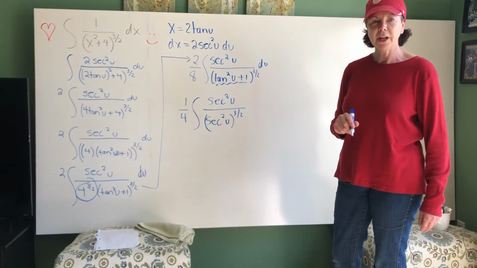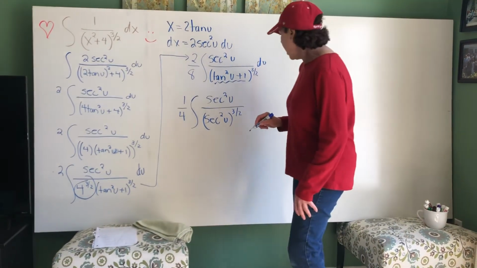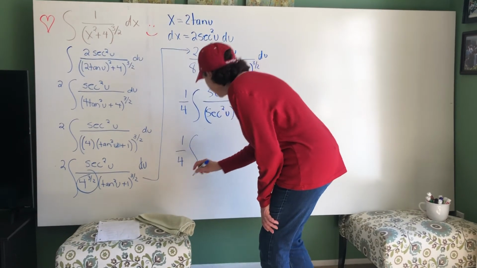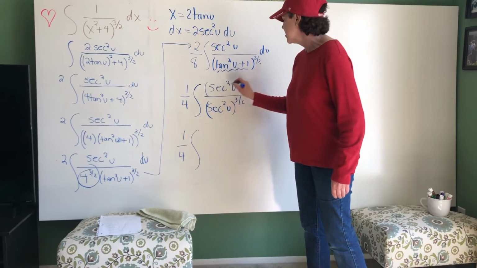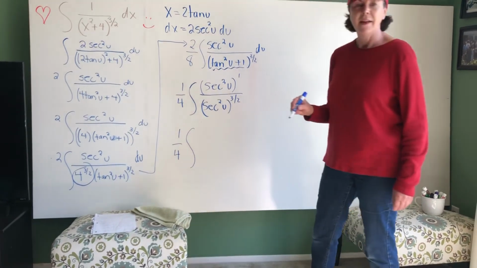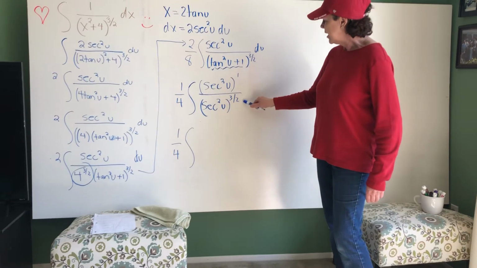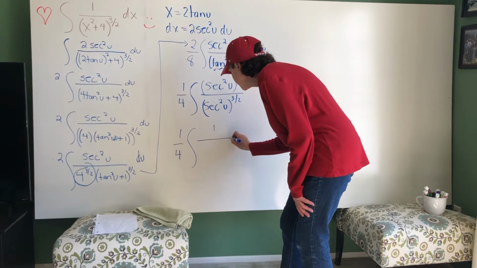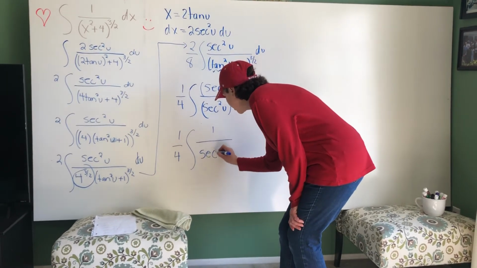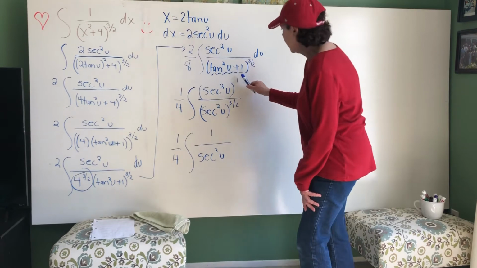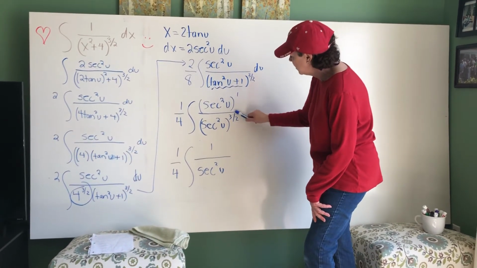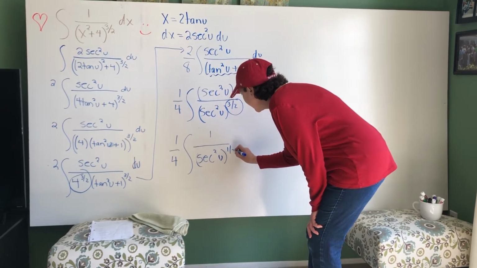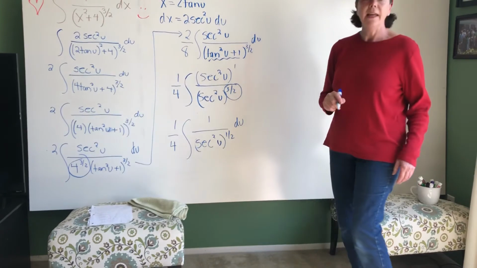There we go. That's looking pretty good, isn't it? All right. Let's take a look here. Let's carry that 1/4. Notice that when the bases are the same and they are being divided, that we subtract the exponents. So that is going to leave me with the base secant squared u and 1 minus 3 halves. That's going to leave me with a 1/2, right, for an exponent in the denominator.